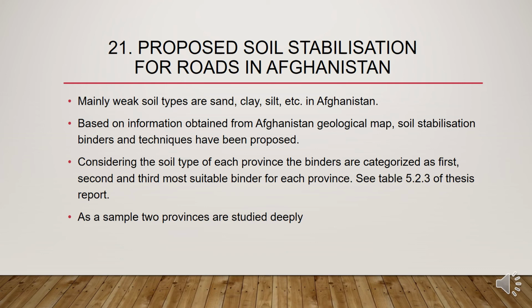Considering the soil type of each province, the binders are categorized as first, second, and third most suitable binders for each province, which can be used as a stabilizing material. And table 5.2.3 of the thesis explains this part of soil stabilization in Afghanistan. As a sample, two provinces are studied in detail, and soil stabilization has been proposed for them.